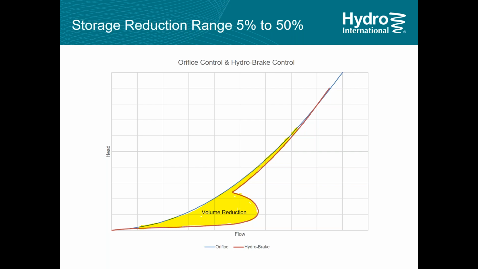But when we look at the flow discharge curve here between the blue line, which is an orifice control, and the red line, which is a hydrobrake, you see the shapes of the curves are different, and that the volume is represented by the area between the two curves. And that can be quite dramatic in some cases.